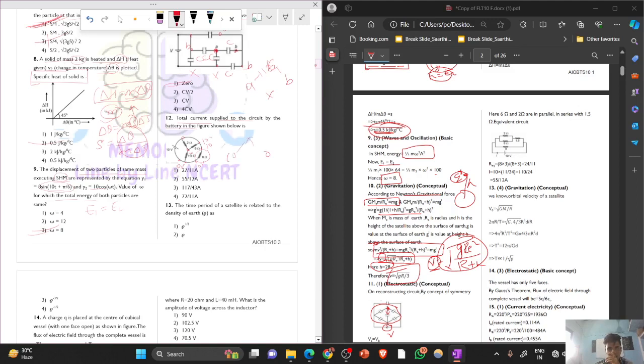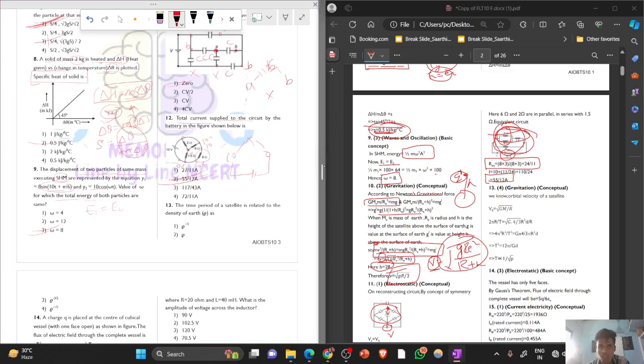You can resolve it in this way, and by this you can calculate the battery current. It's a simple question. If you see the resolved form, these two are in parallel, then in series with this, and then they are in parallel. Putting that, you can calculate the R equivalent, and then knowing the potential, you can calculate the equivalent current. That comes out to be 55 by 12 ampere. So option second will be your correct answer.